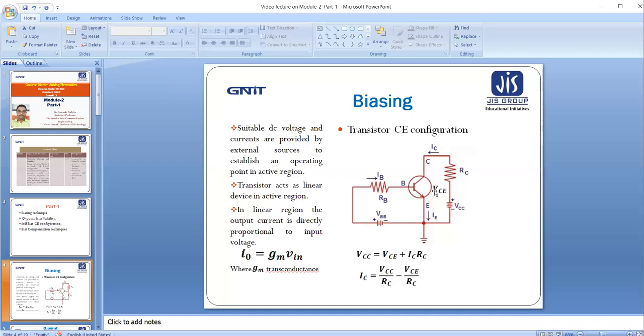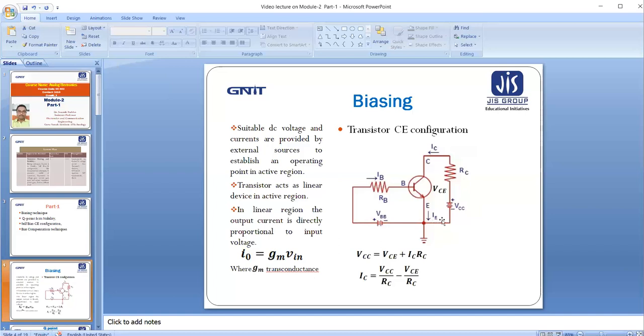VCE is called the collector to emitter voltage, and it is commonly known as the output voltage of the transistor in a common emitter configuration, where VBE is called the input voltage of the transistor in common emitter configuration. The output current is the collector current IC, and the input current is known as IB. IE is going to ground, and the emitter is common for both base and collector. That's why it is called common emitter configuration.